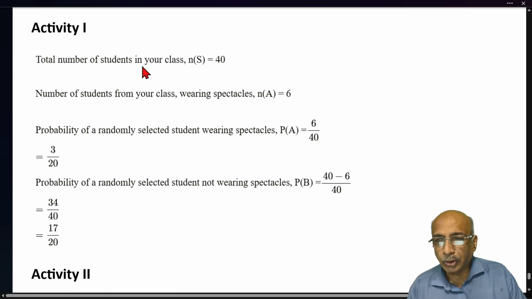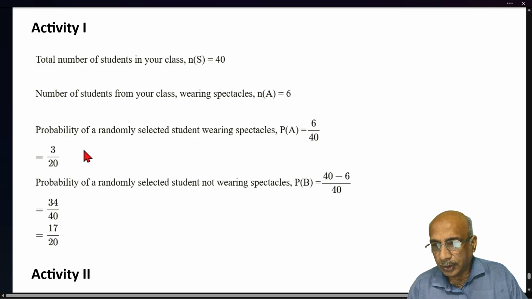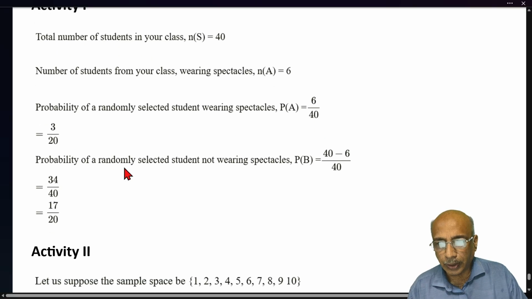The number of students in your class. Now I have not taken any class, I have taken a standard class of 40 students. So n(S) equals 40. Number of students from your class wearing spectacles, n(A) is 6. Probability of a randomly selected student wearing spectacles will be 6 upon 40, n(A) upon n(S). Simplify it, it will be 3 by 20.